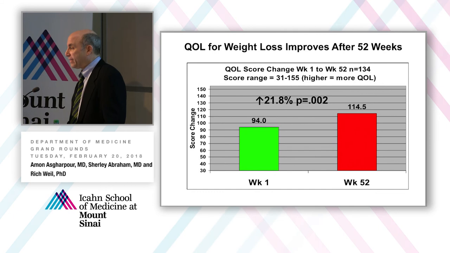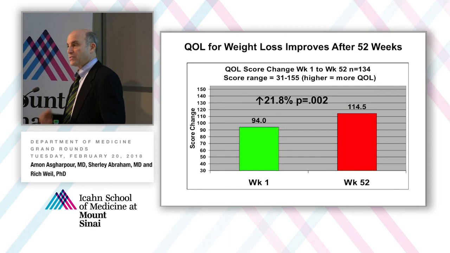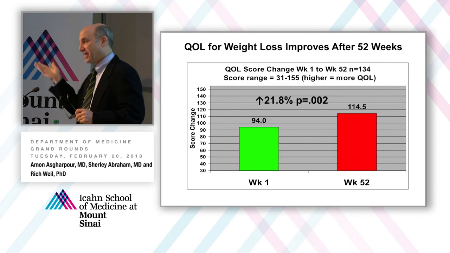Finally, quality of life improves. This is a quality of life scale specifically for weight loss, so it asks questions like, can you bend over and tie your shoes? And we get a 22% increase. But keep in mind that the score goes up to 155, the range, and we're only at 114. So their quality of life is about halfway where we'd like, or I guess two-thirds of the way there, but we'd still like to improve it more.